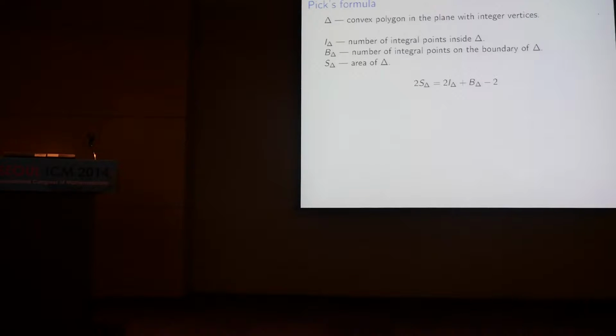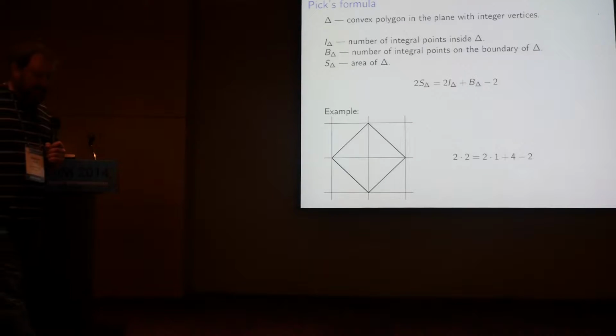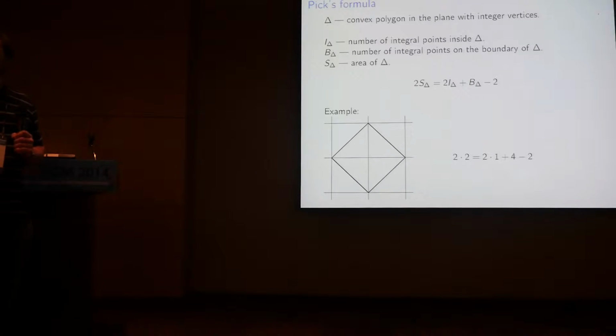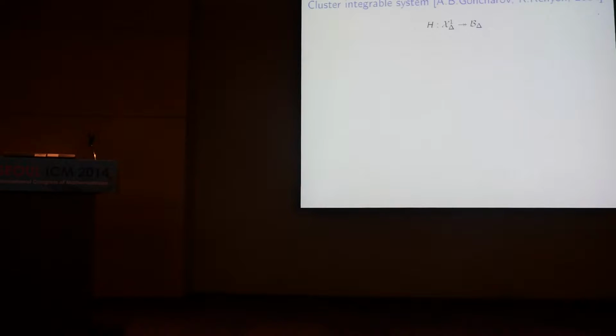Well, it's an easy exercise to prove this formula, and the example for that is just this quadrilateral, the square, where the area is equal to 2, I is equal to 1, and B is equal to 4. So you can verify that. Now proceed to integrable systems, and actually this formula will play a key role in this integrable system.